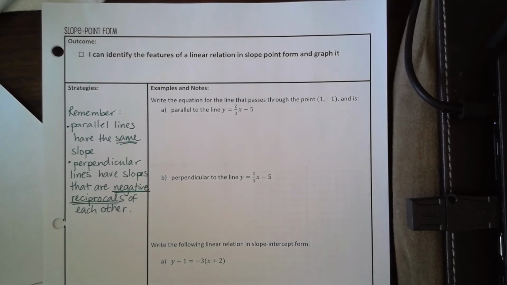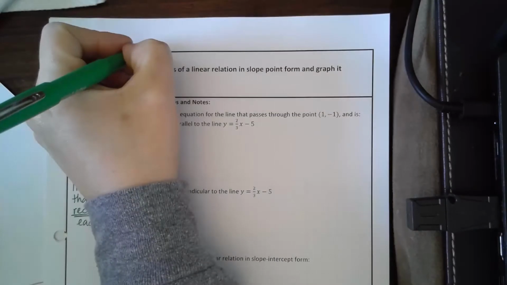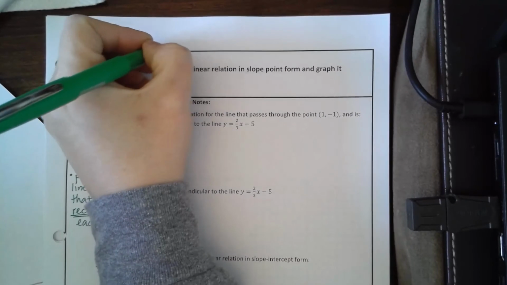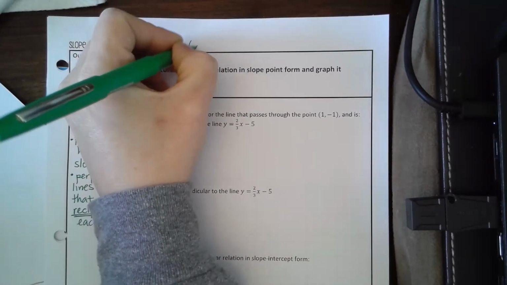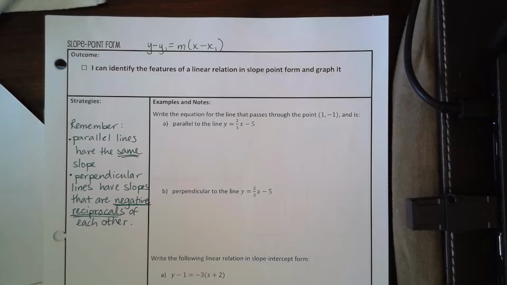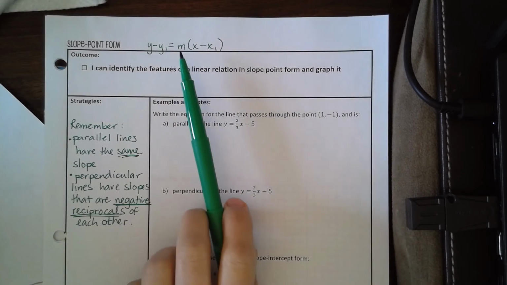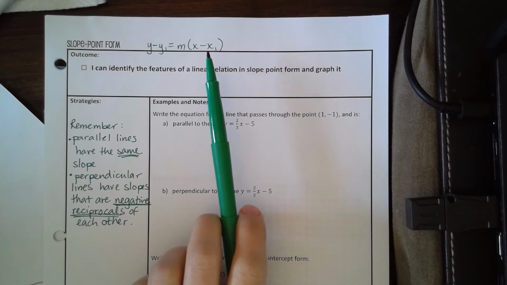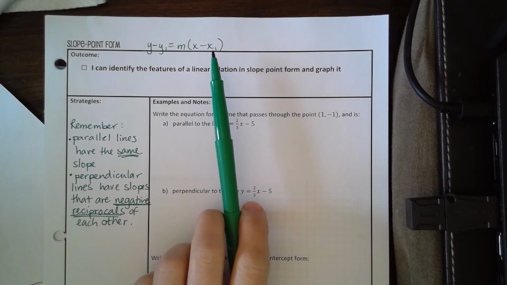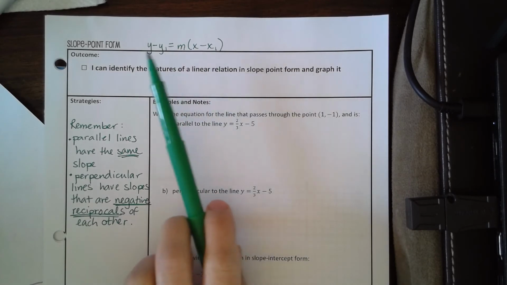We're going to continue our look at slope point form. Remember that slope point form looks like this, right? Where we have our slope, which we use m to represent, and our point, which has a value of x and a value of y.